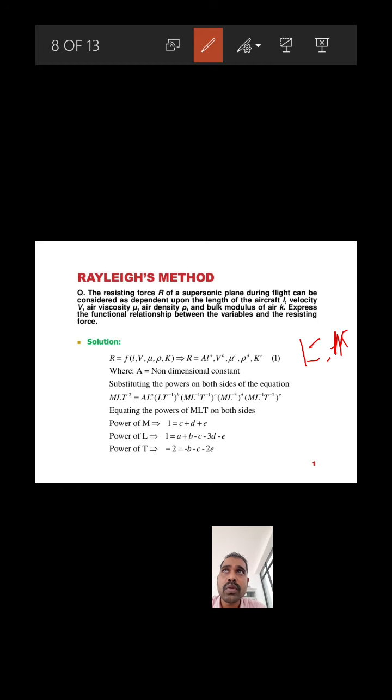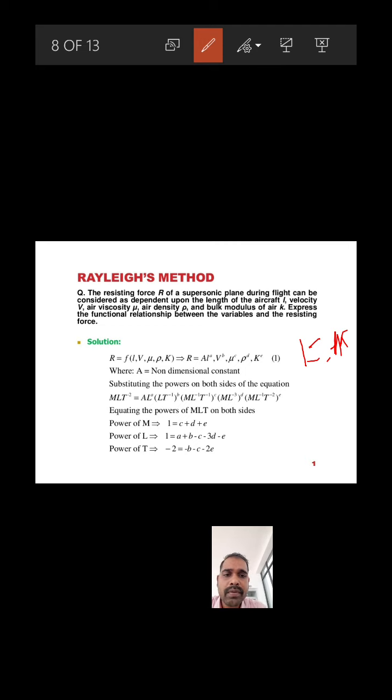Then viscosity mu, Newton second per meter square. So you are getting M L power minus 1 t power minus 1, the whole power c. Then rho, density, kg per meter cube, M L power minus 3, whole power d. Then K, that is bulk modulus, its dimension is M L power minus 1 t power minus 2, whole power e, right?